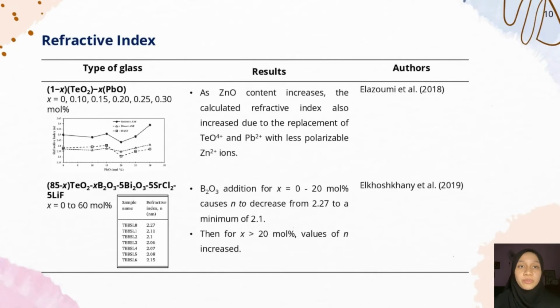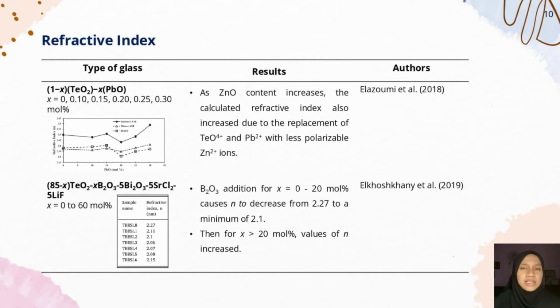Next, according to a previous study on tellurite glass doped with PbO by Elazomi et al. in 2018, the refractive index increased with increasing ZnO content due to the replacement of TeO4+ and Pb2+ with less polarizable Zn2+ ions.